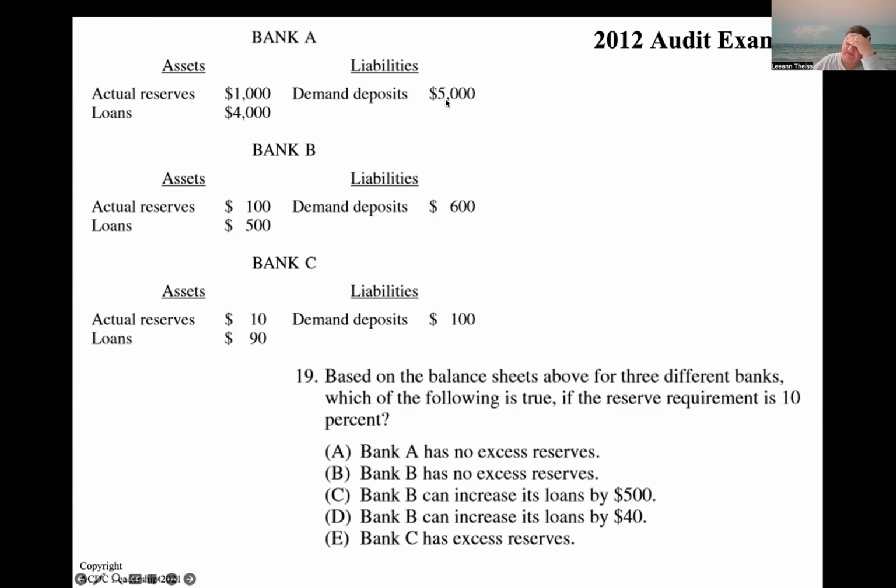If they have $5,000 and the reserve requirement is 10%, how much should they have in required reserves? Well, they should have $500. But they have a total of $1,000 in actual reserves, which means our required reserves of $500, they also have $500 in excess reserves. Okay.